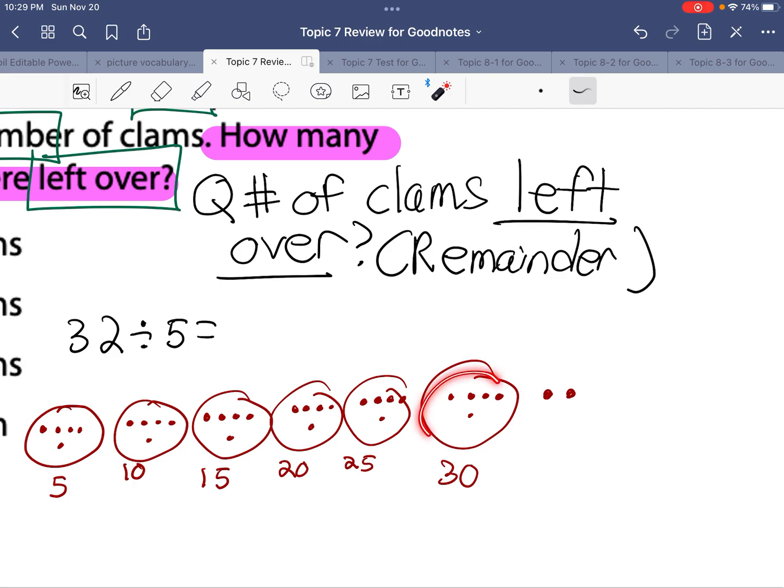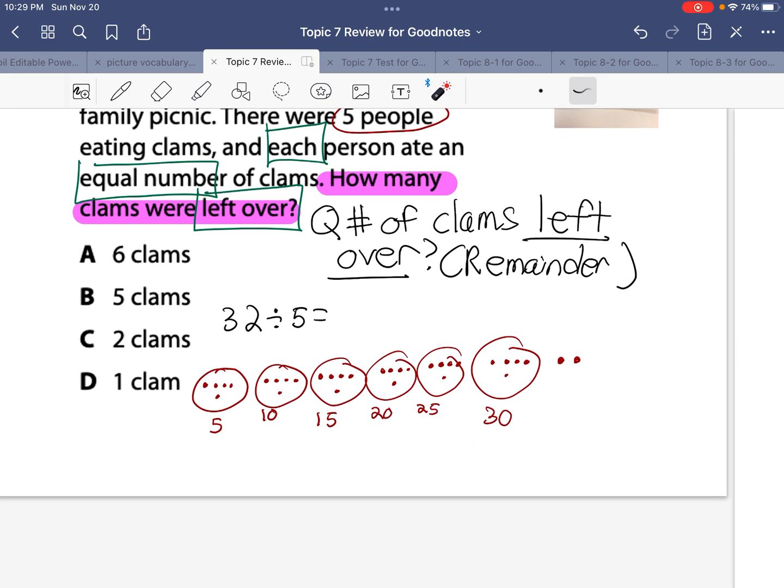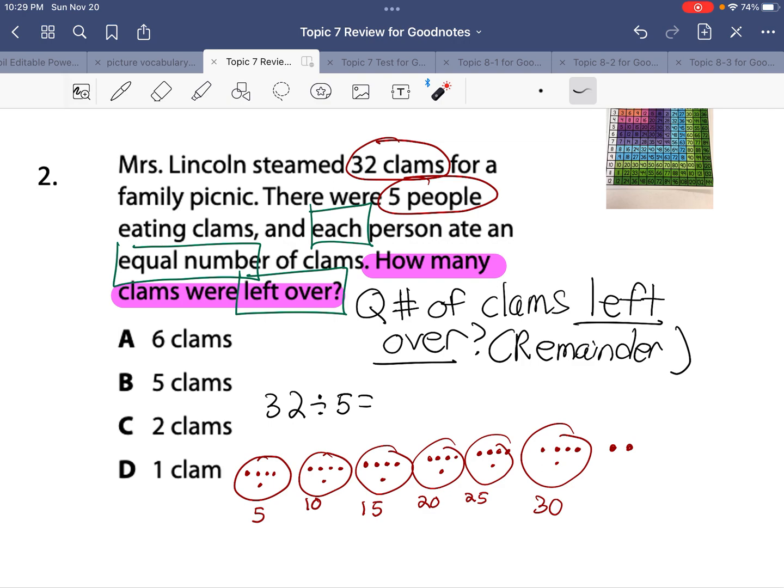Because I can only put 5 in a circle. So now the question's asking how many clams were left over? My leftover would be these 2 right here, my 2 clams. These are my leftover, which you can also say is my remainder. So my answer is C.